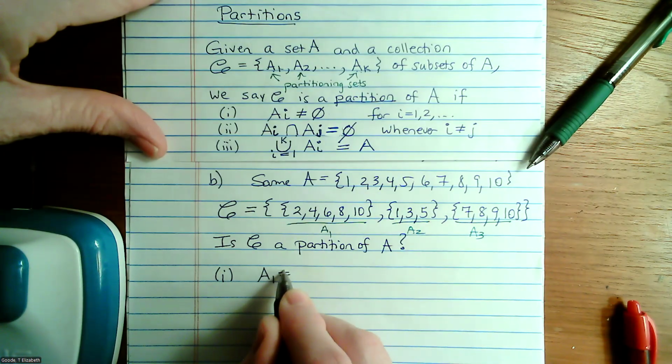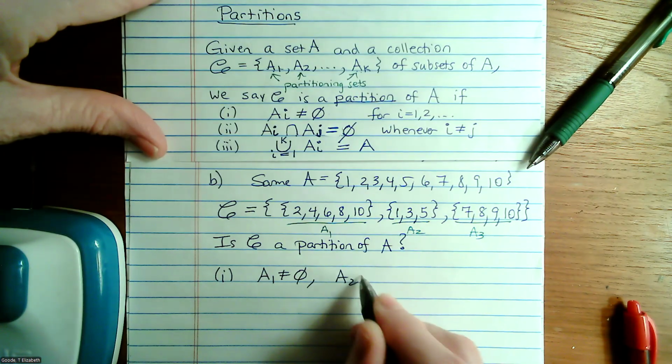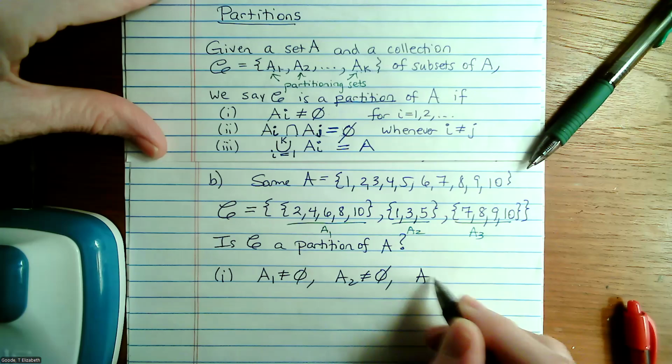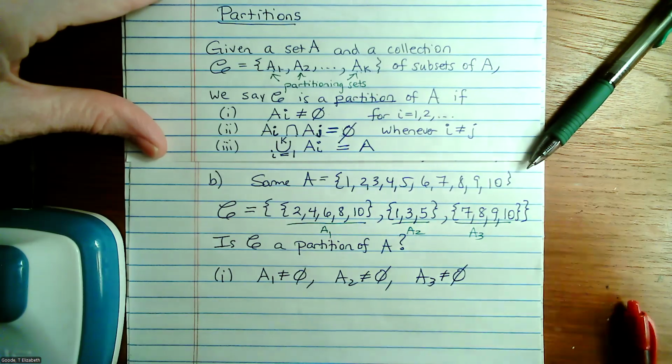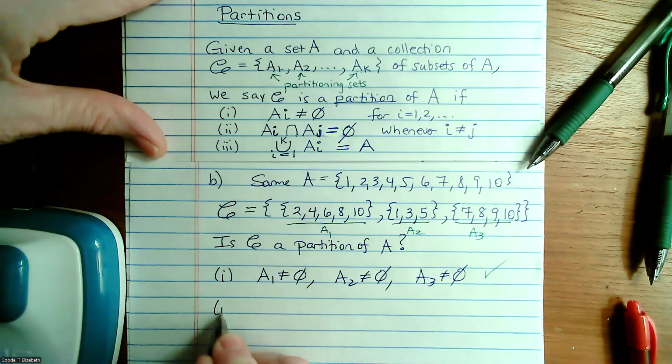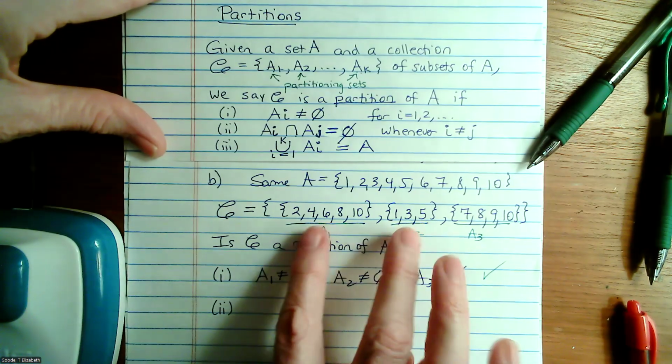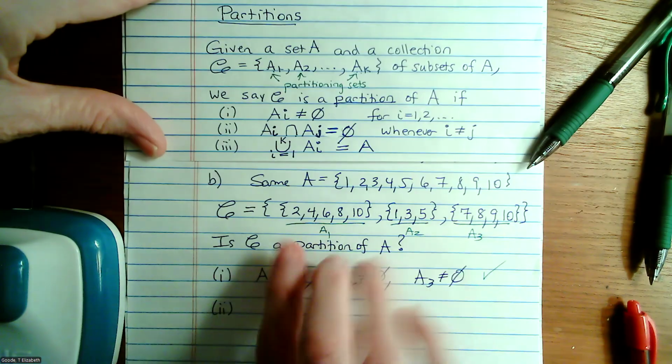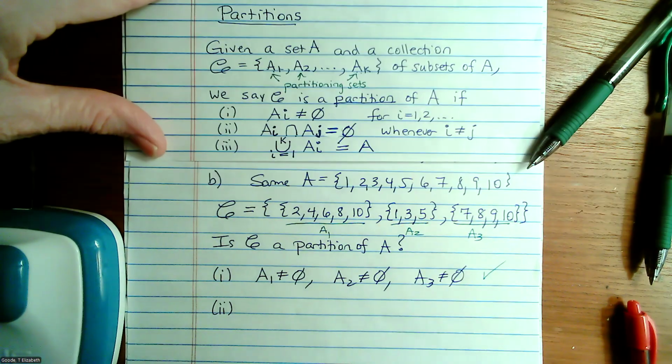So A1 is not empty, A2 is not empty, and A3 is not empty. So check, check, and check. They're all not empty. Great. Now we're going to look at the intersections. Are these mutually disjoint? Are these pairwise disjoint? What do you think?